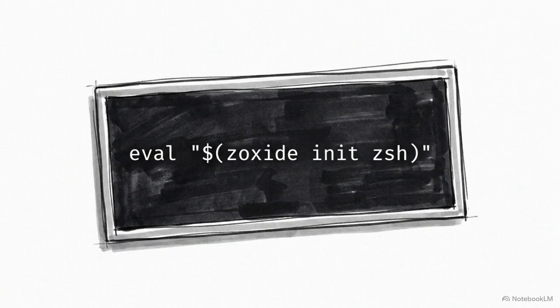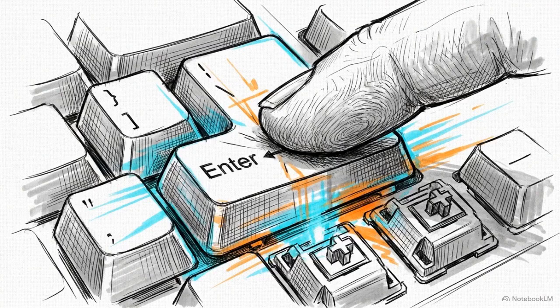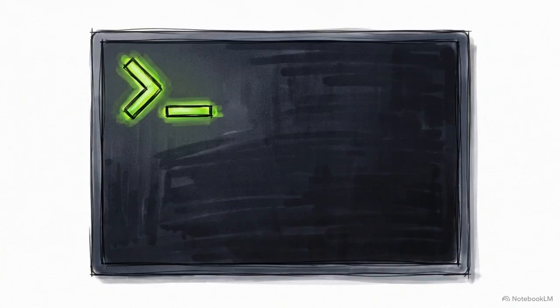Now we need to hook Zoxide into your shell. Open your shell configuration file and paste the specific initialization code at the absolute bottom of the document. Save that file, close the editor, and open a brand new terminal window. If your prompt loads without any error text, the hook is active.